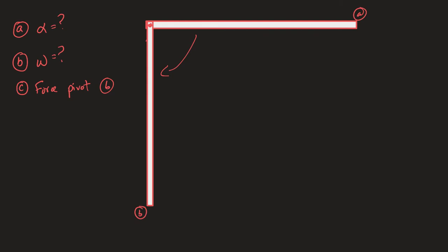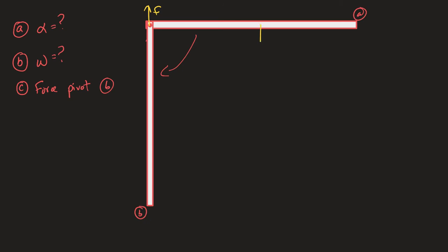But I have to have you understand something. I'm counting on you remembering first semester. So let's start at the beginning. When I release it at A, there are two forces acting on it. There's a force upwards here at the pivot.